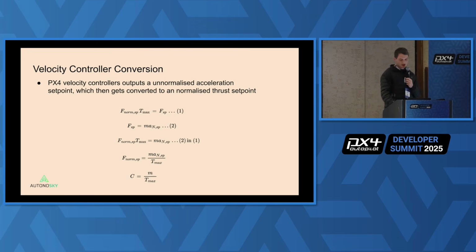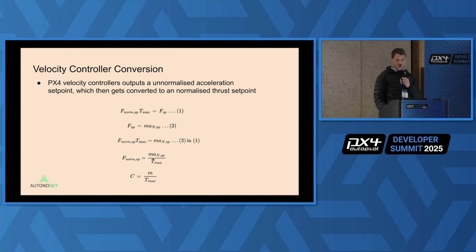So we can say that our normalized force set point is multiplied by the maximum thrust that our multicopter can produce, and this will equal the unnormalized thrust set point. So this Tmax will typically be, if you have 4 motors and they both produce 10 kgs of maximum thrust, this will then be 40 kgs. And then the second equation is just Newton's law, and we can then equate these to each other, and then we find the relationship between our normalized force set point and our acceleration set point.